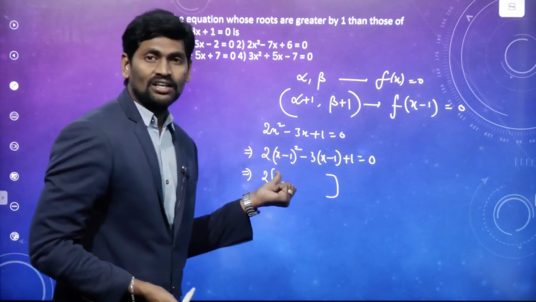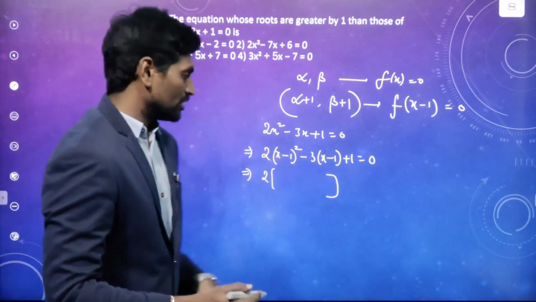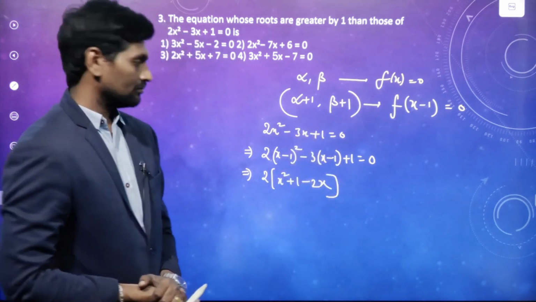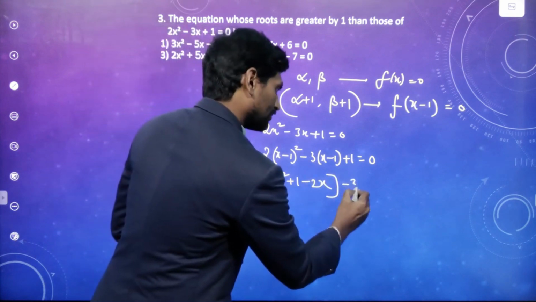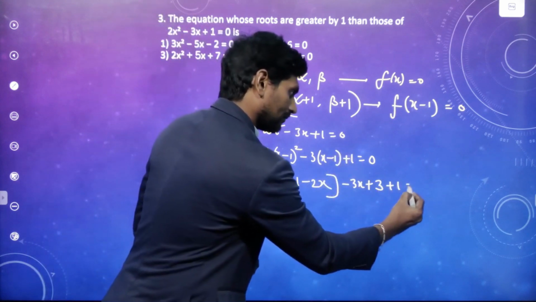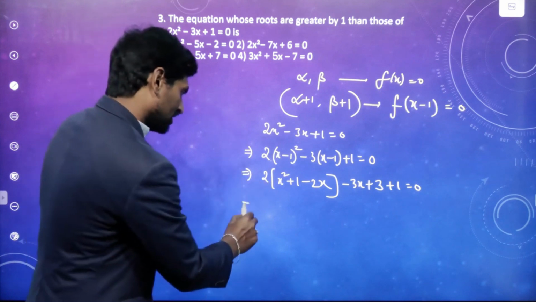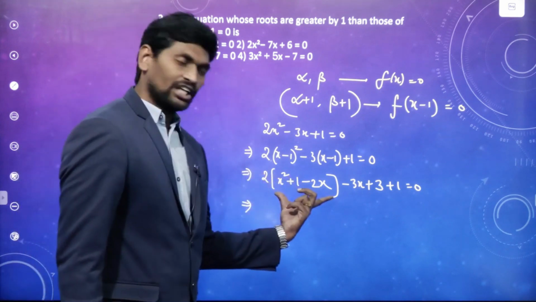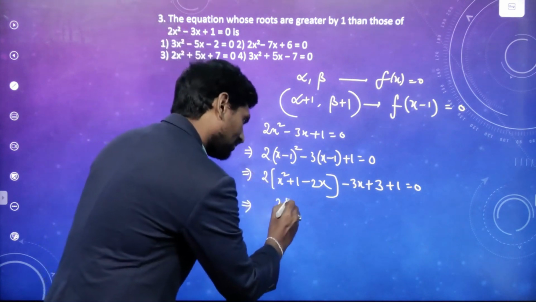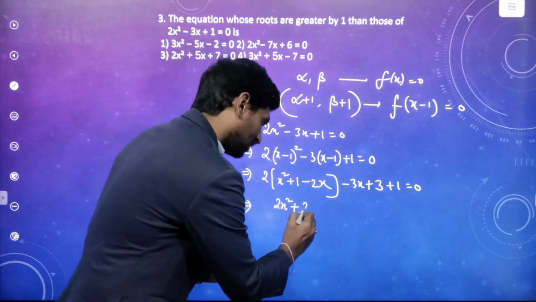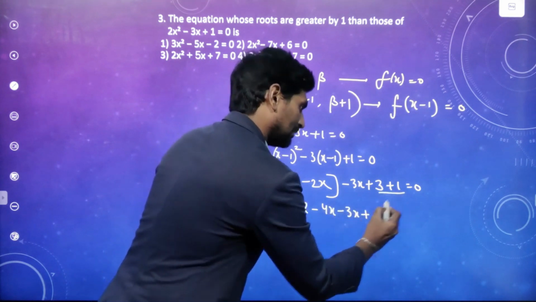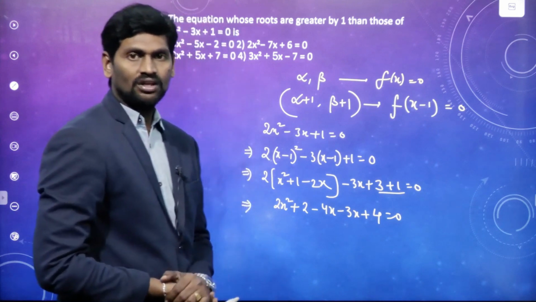What is the a minus b whole square formula? a square plus b square minus 2ab. I am writing it directly. Now multiply here: minus 3 into x is minus 3x, minus into minus is plus, 3 ones are 3, and last plus 1. Now outside is 2, we have to multiply these 3 terms with the constant 2. 2 into x square, 2x square. 2 into 1, 2 ones are 2, 2 into 2x is 4x, minus 3x, and 3 plus 1 is 4, equals to 0.